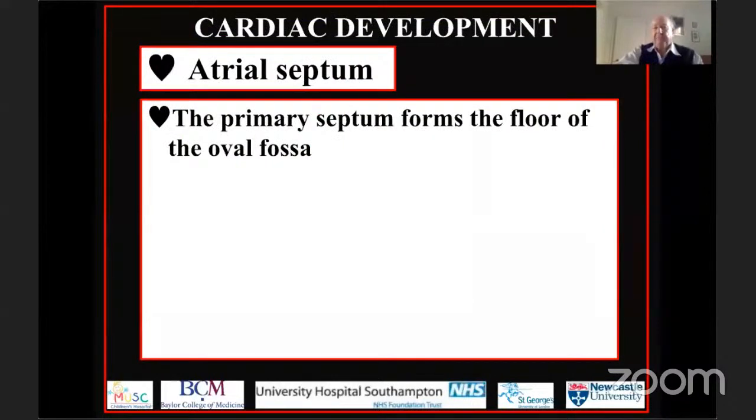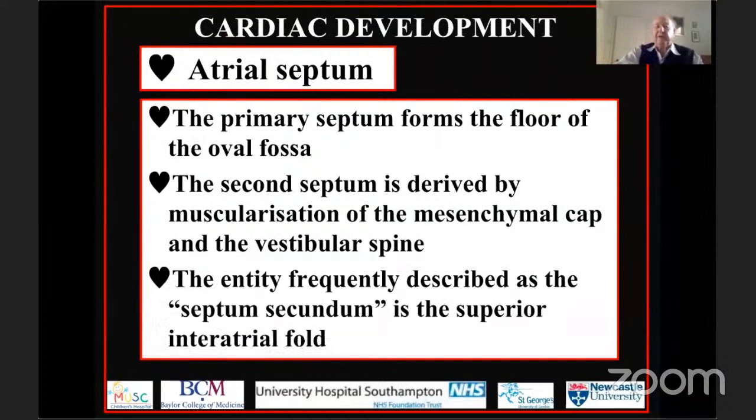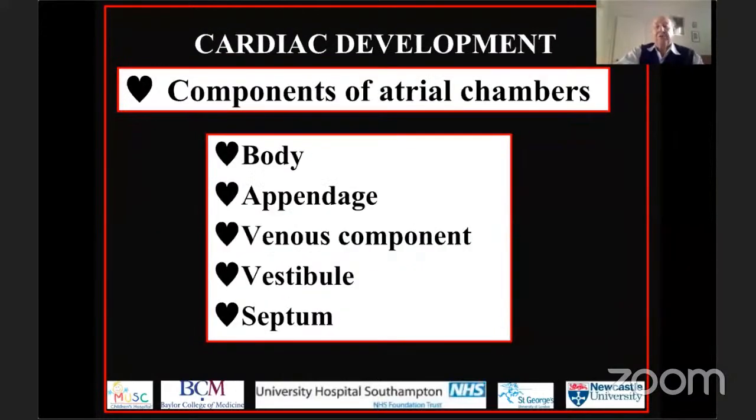The atrial septum, the primary septum, forms the floor of the fossa. The true second septum is that anteroinferior buttress formed by muscularization of the mesenchymal cap and the vestibular spine. So the big myth, the entity that many of you will still consider to be septum secundum, is in fact the superior interatrial fold. So let's put it all together.